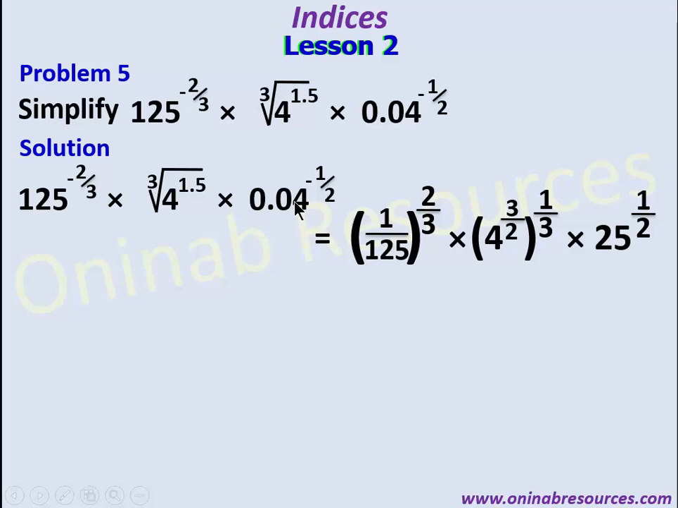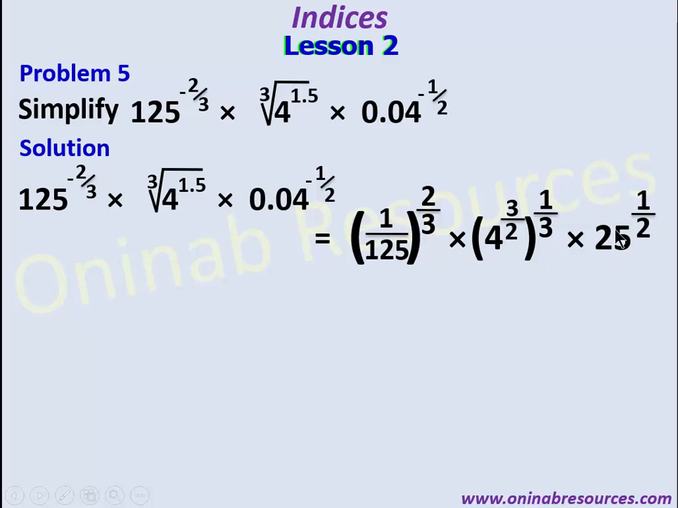This 0.04 as a fraction will give us 1 over 25. We take the reciprocal in order to remove the negative index here. It becomes 25. That's taking the reciprocal of 1 over 25. We have 25 then to the power of half.